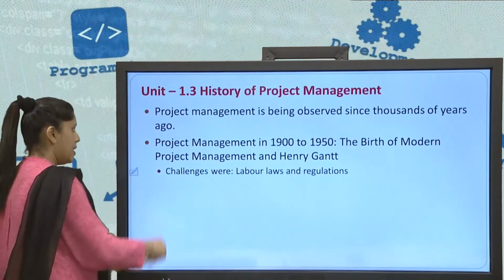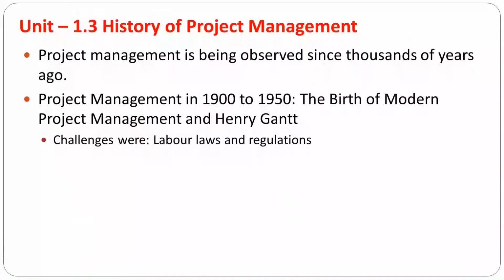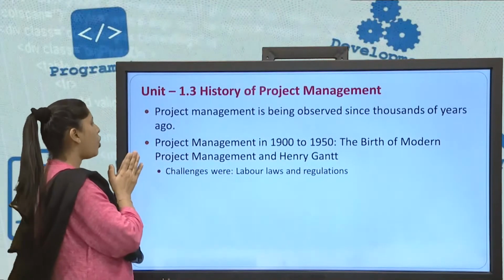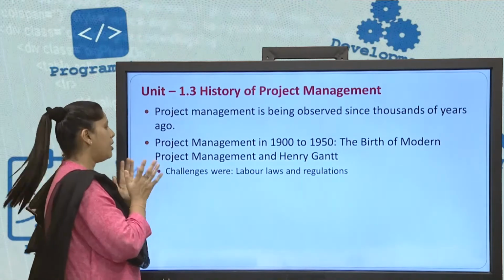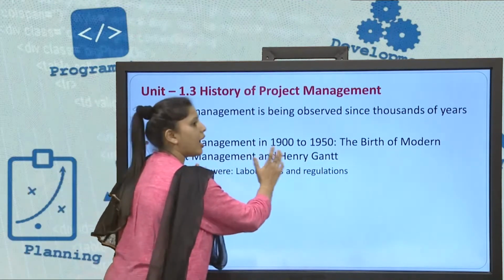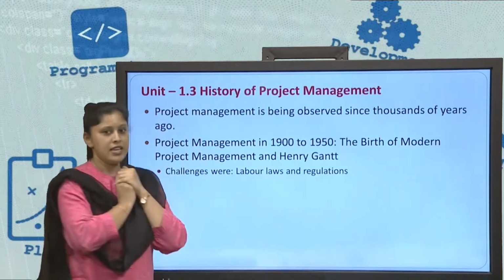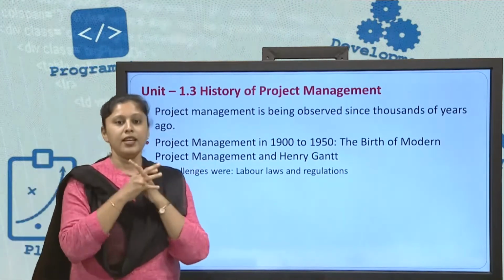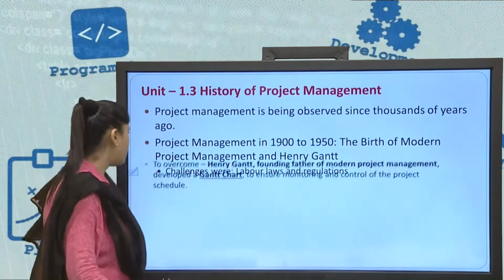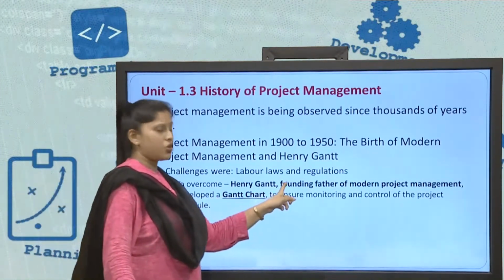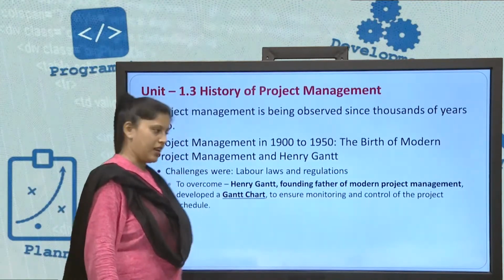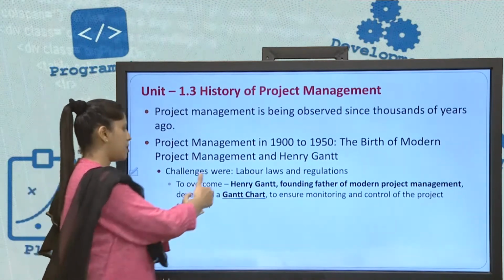Now, we saw the history of project management for the 18th century and the 19th century. Now I have further divided the period into 1900 to 1950. This particular era is called the birth of modern project management, and Henry Gantt. Now who is Henry Gantt? Henry Gantt was a person who invented, he is also known as the founding father of modern project management, and he is the one who invented the Gantt chart.